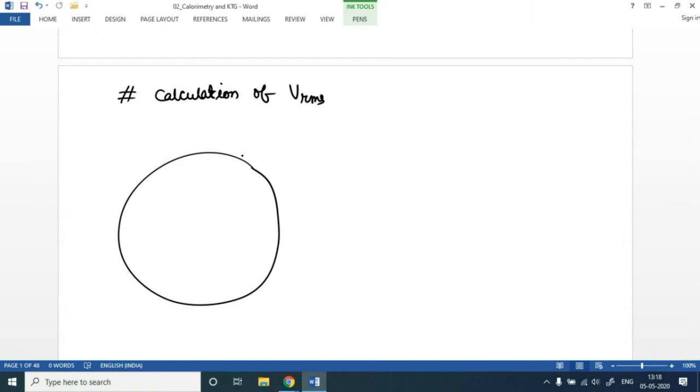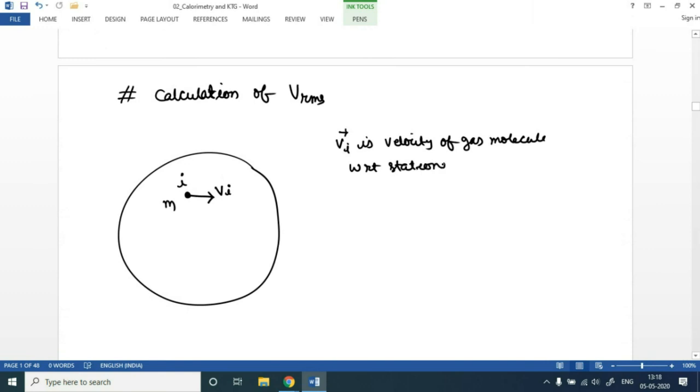Let's choose one gas molecule, let's say the ith molecule whose mass is m, and say it is moving with velocity vi in any random direction. And you should realize this vi, the velocity of any particle, is the velocity of the gas molecule with respect to the stationary container.